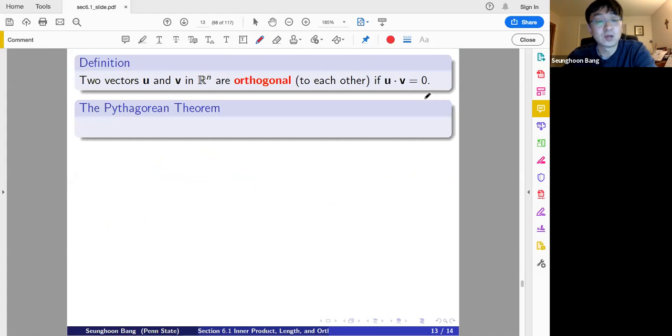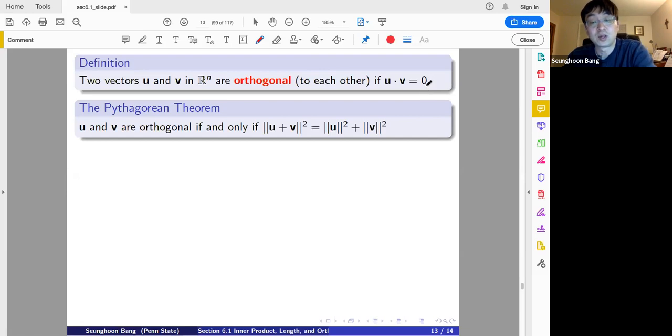So what is the Pythagorean theorem? The u and v are orthogonal if and only if the norm of u plus v squared equals the norm of u squared plus the norm of v squared. This is a good property we call the Pythagorean theorem.